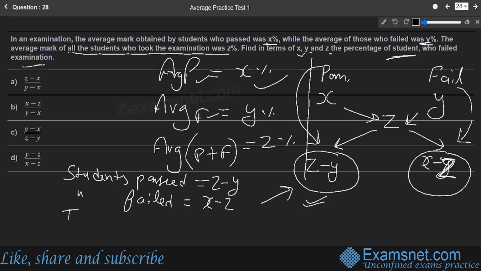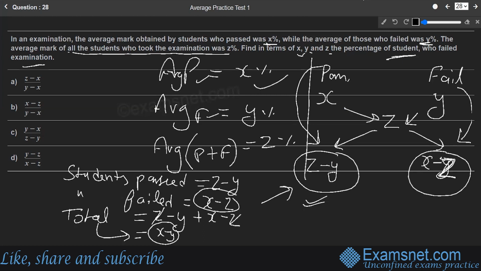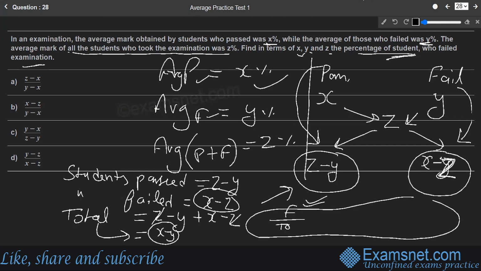Now, how much will be the total students? Obviously, total students will be the sum of pass and fail. So we add Z minus Y plus X minus Z. Z cancels here, so we are left with just X minus Y. So total students are X minus Y, out of which failing students are X minus Z. We want to calculate the percentage of students who failed. The percentage of students who failed is the fail students divided by total students multiplied by 100%.